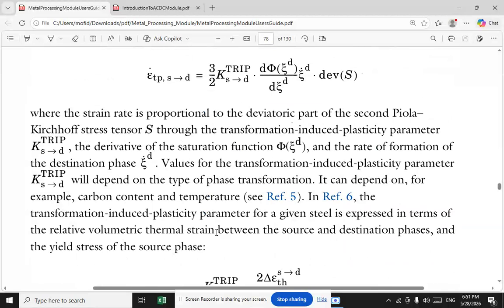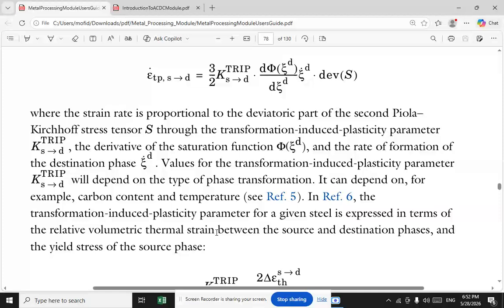The derivative of the saturation function phi zeta to the power of d, and the rate of formation of the destination phase zeta to the power of d. The values for the transformation-induced plasticity parameter c_a^(s→d), to the power of trip, will depend on the type of the phase transformation. It can depend, for example, on carbon content and temperature. See reference 5 and reference 6.